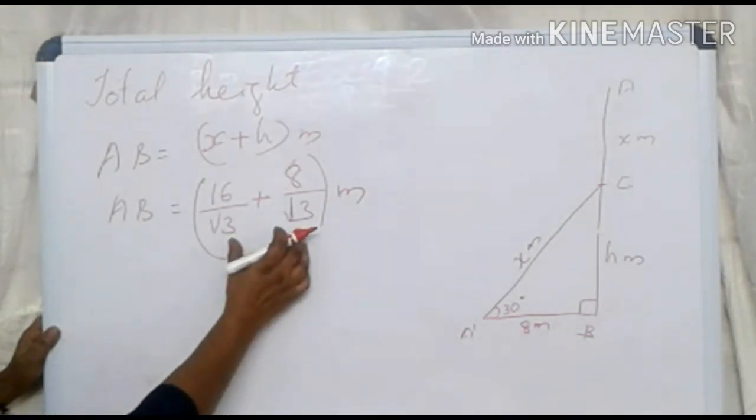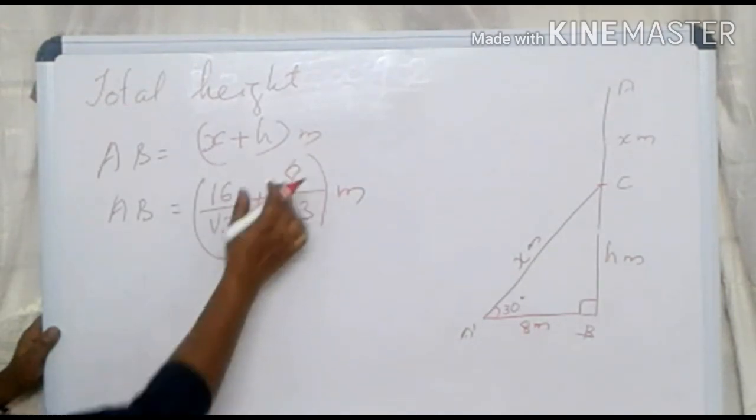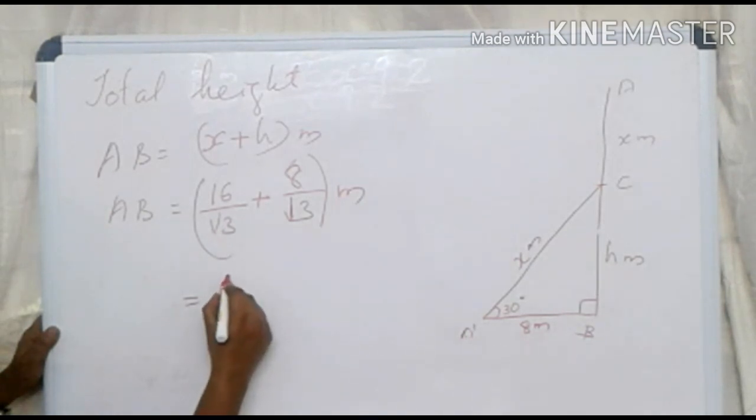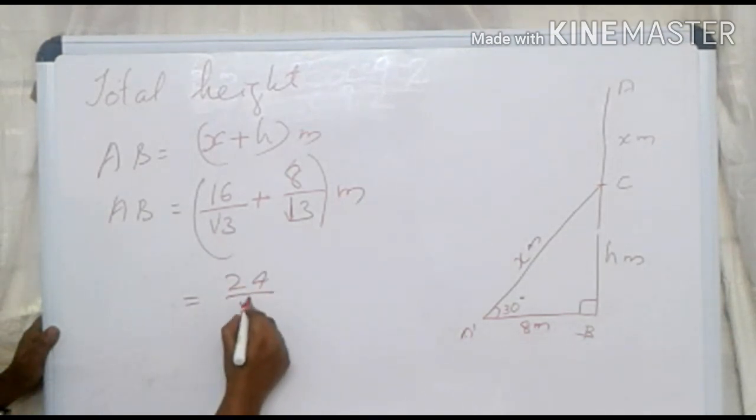Now, the denominator is common, root 3 and root 3. Therefore, we can add the numerators. How much? 16 plus 8 is 24 by root 3.